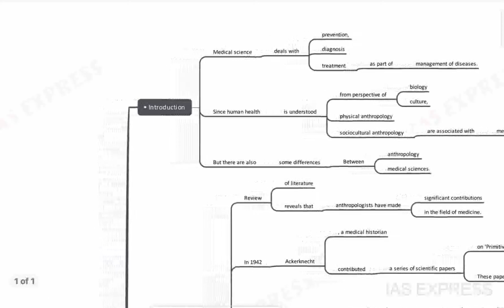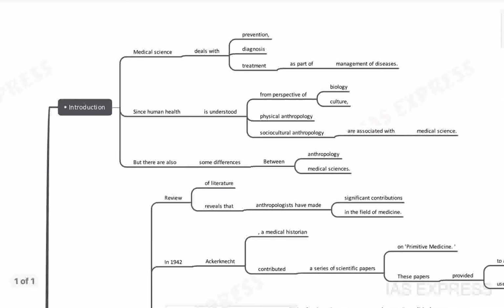When I talk about medical science and anthropology, the amalgamation of these two different disciplines has given rise to something called medical anthropology, which is a very important subfield of anthropology.